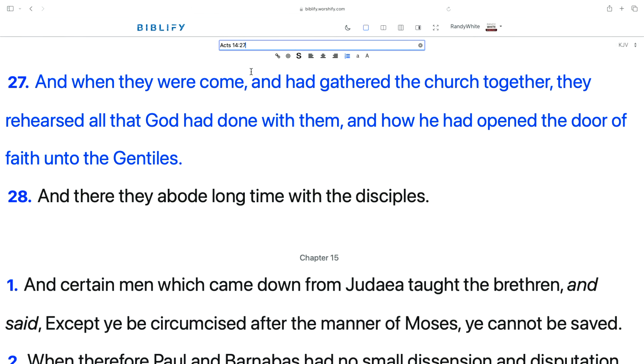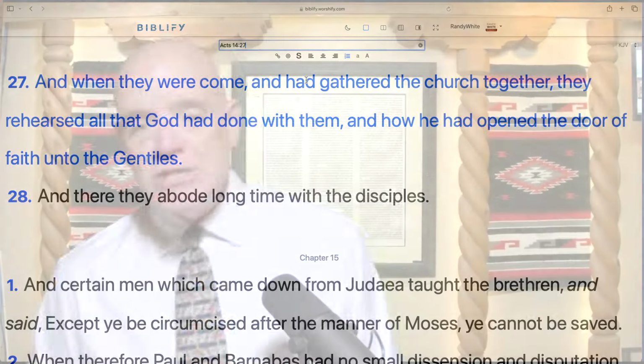And the passage of Scripture: when they were come and had gathered together, they rehearsed all that God had done to them and how he had opened the door of faith unto the Gentiles. Okay, the question is, who is he that opened the door of faith to the Gentiles? Is it God or could it be Paul?